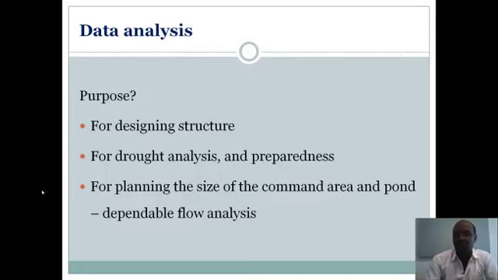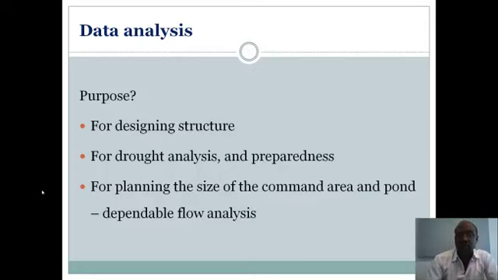The other is for drought analysis, because then we could know what low flow or what droughts we could have in that area, and analyzing that will help us again to prepare socially, or even to understand that drought could happen in that area, and to take any measures. The other is for planning the size of the command area and pond, that is, to plan spate.